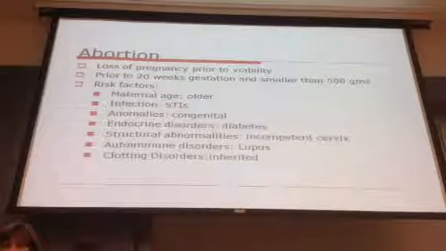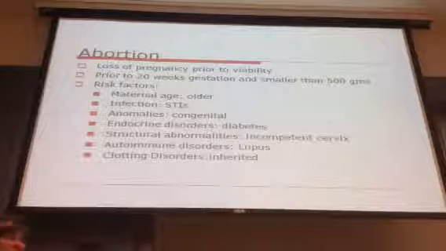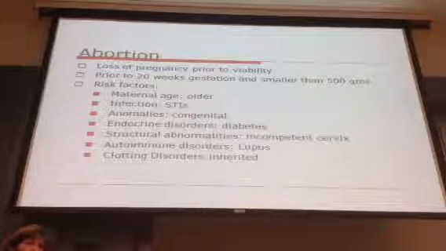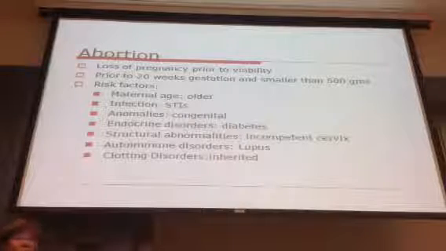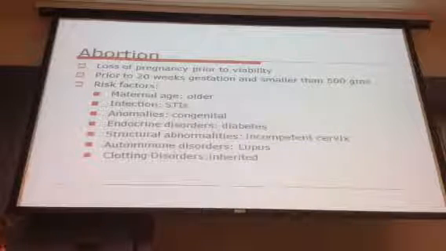So a spontaneous abortion is a loss of pregnancy prior to the fetus being viable, okay? And the other definition of it is the second line, which is prior to 20 weeks and smaller than 500 grams. So that's kind of the clinical definition, okay? The problem with those definitions is that viability is kind of like a moving target, okay? And you can deliver a viable fetus that's smaller than 500 grams. You can't deliver a viable fetus that's less than 20 weeks.